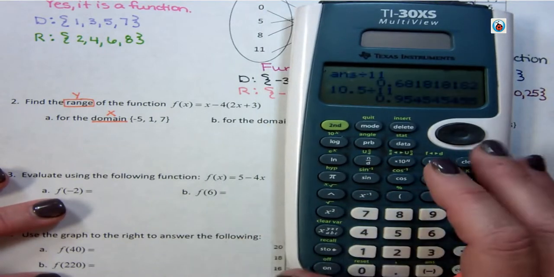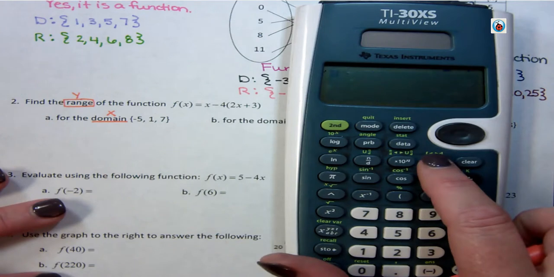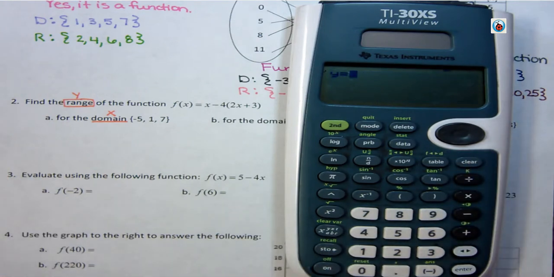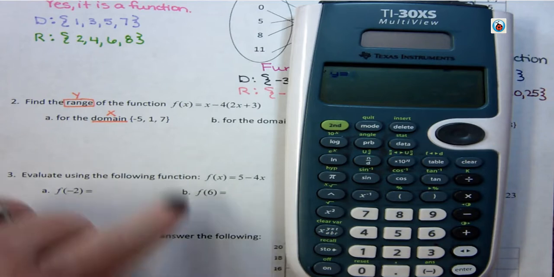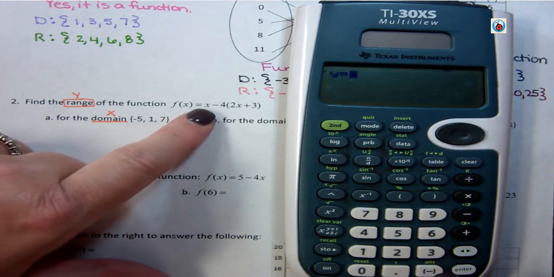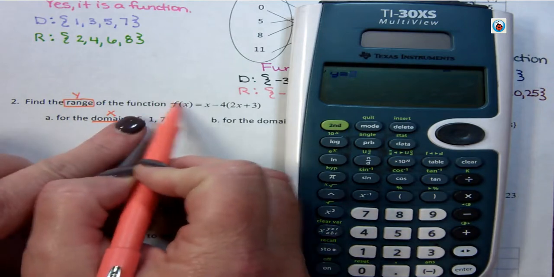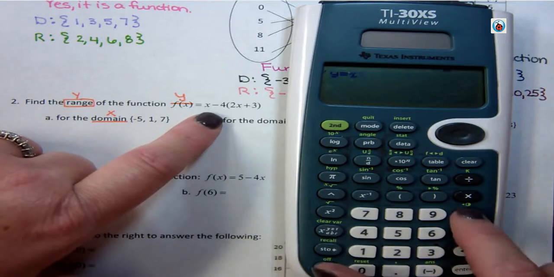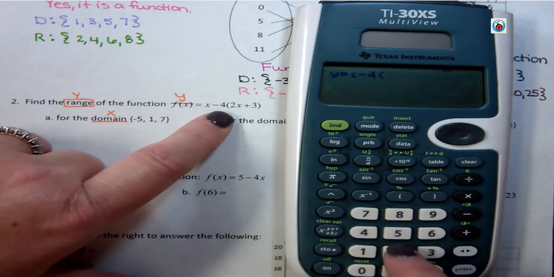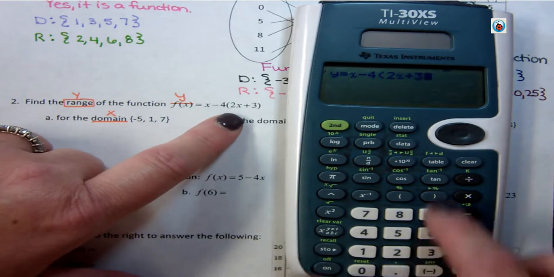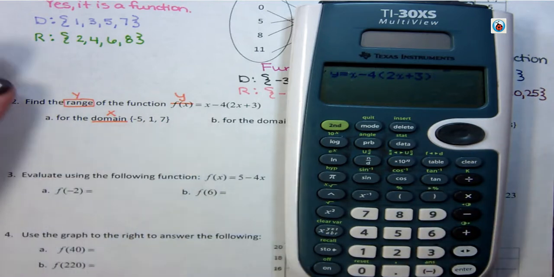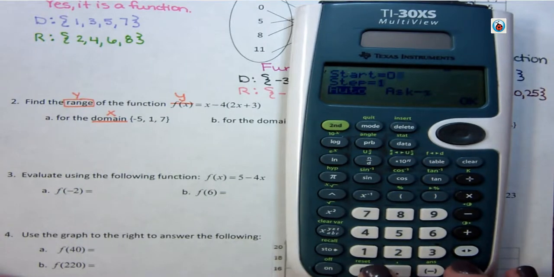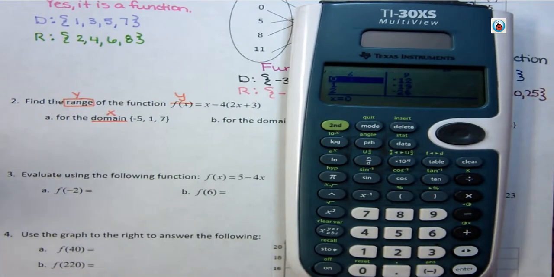So here I am on my calculator. I'm going to go to the table button. I have something in mind, so I'm just going to clear it out. It should say y equals. And what I'm going to do is type in this equation. Remember, f of x is just your fancy way of saying y. So we have y equals, and we're going to put x minus 4, parentheses, 2x plus 3, and I'm going to close my parentheses. Now I'm going to hit enter, and keep hitting enter till I get to that table of values.